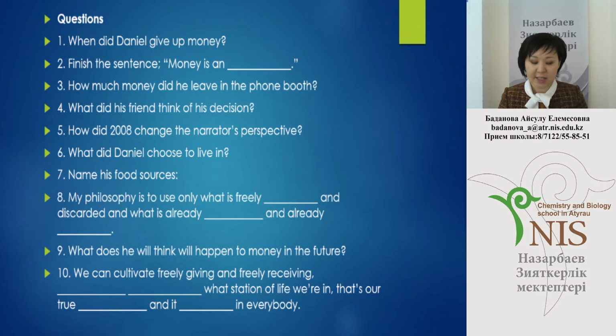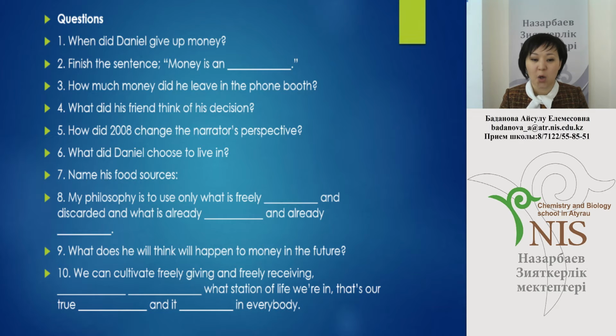Name his food sources. What are his food sources? Discarded, something when someone just leaves and throws away. Expired food. Wild onions. Roadkill. And gifts, something that is given by his friends. Number 8: "My philosophy is to use only what is freely given and discarded, and what is already present and already running."